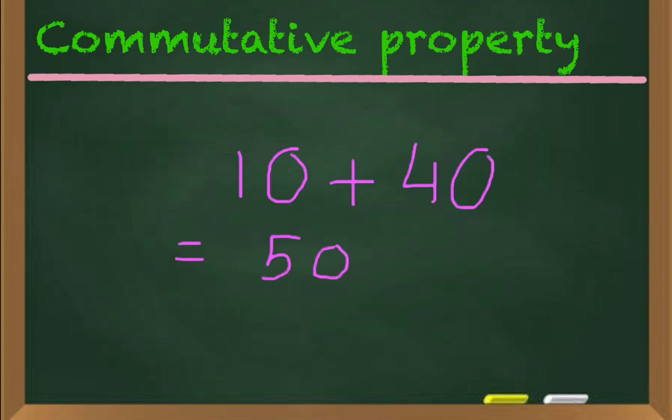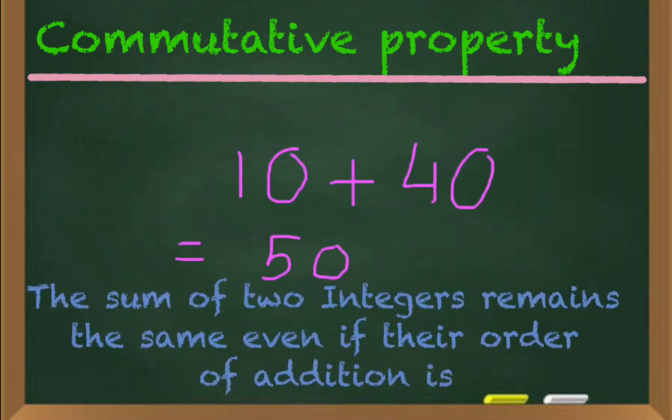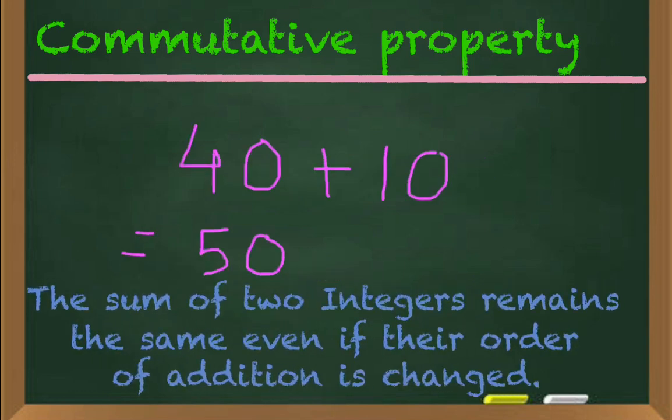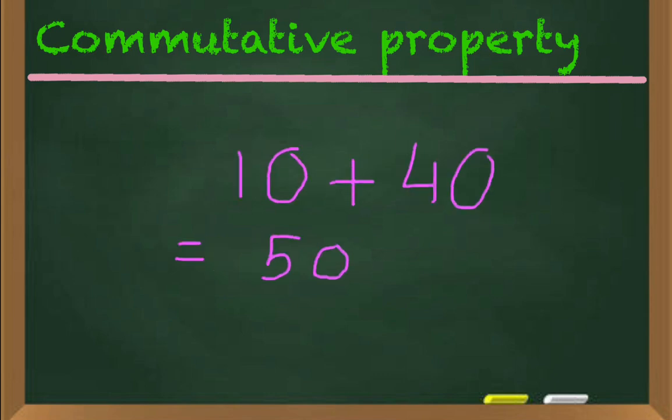So this property is known as commutative property of addition. In short, the sum of two integers remains the same even if their order is changed. That is, if I am adding 40 with 10, I am getting 50, and adding 10 with 40, I am also getting 50 as the answer. So this is known as commutative property.